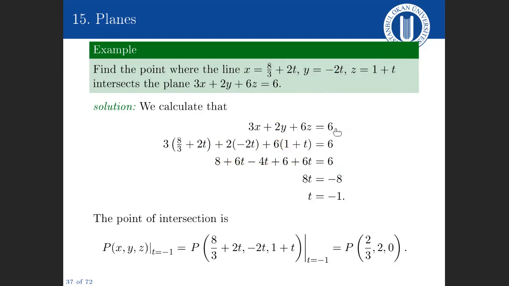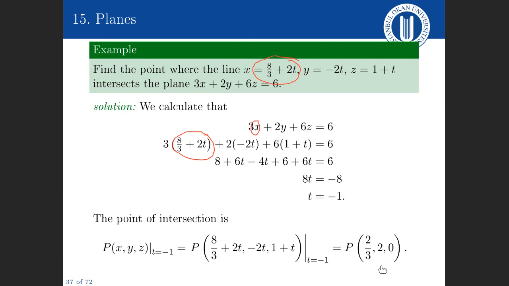We start with the equation for our plane, 3x plus 2y plus 6z equal to 6. But we already know an equation for x. We know that x must be 8 over 3 plus 2t. So we replace x by this. And then we do the same for y and for z. And we simplify and we end up with t equal to minus 1. The line intersects the plane when t is equal to minus 1. All that remains is to calculate the point on the line when t is equal to minus 1.